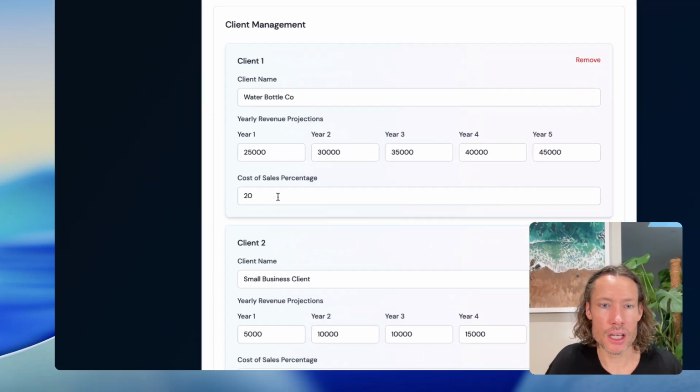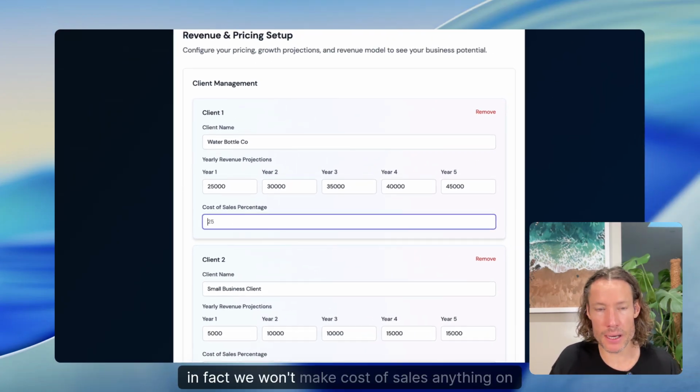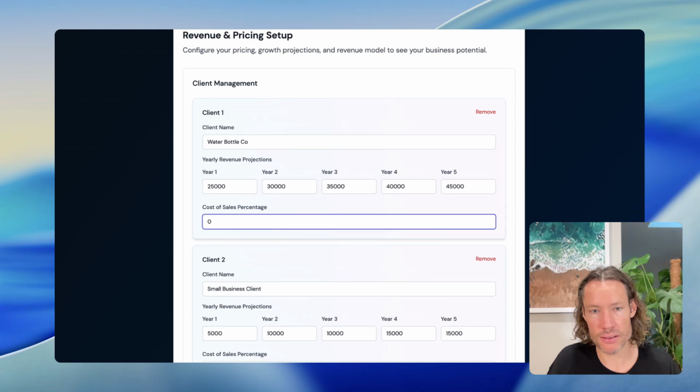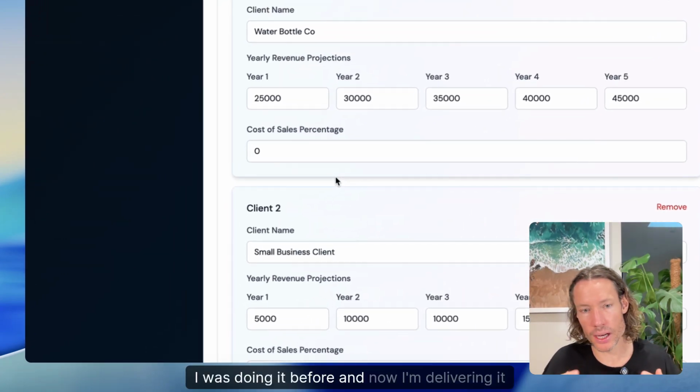Cool. Cost of sales. So cost of sales percent will make 20%. What that factors in is that, in fact, we won't make cost of sales anything on this. We'll make that 0. So I'm delivering all of this project. I was doing it before and now I'm delivering it.